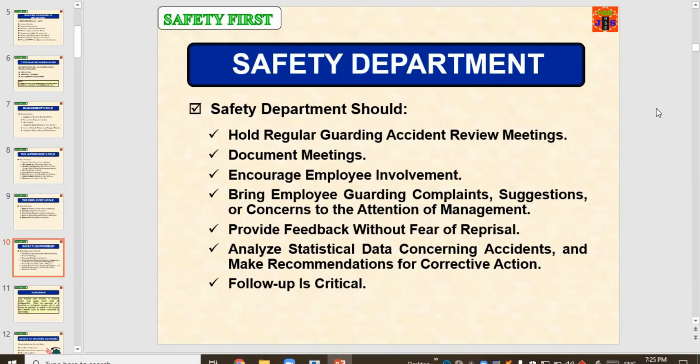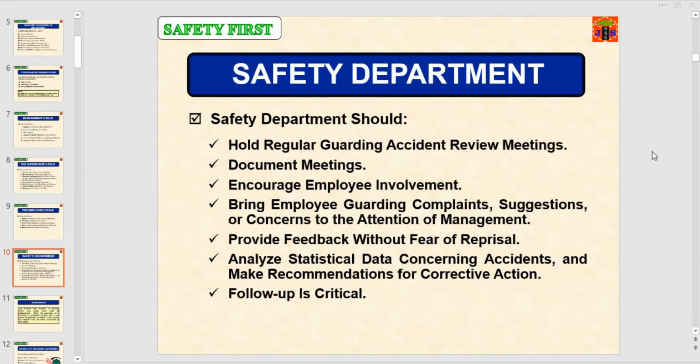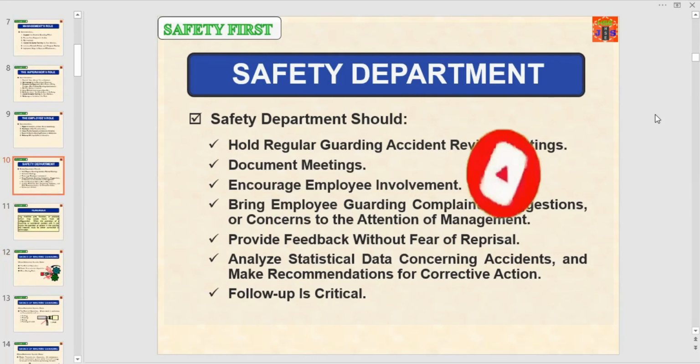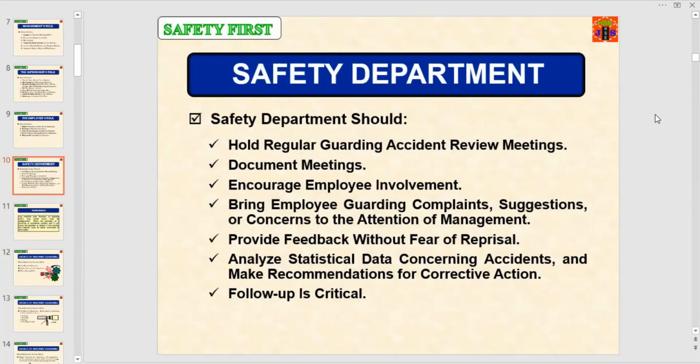They have to encourage employee involvement, bring employee guarding complaints, suggestions or concerns to the attention of management, provide feedback without fear of reprisal, analyze statistical data concerning accidents, and make recommendations for corrective action. And lastly, follow up is critical by safety department.